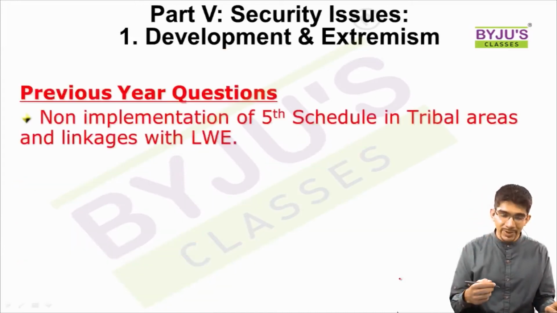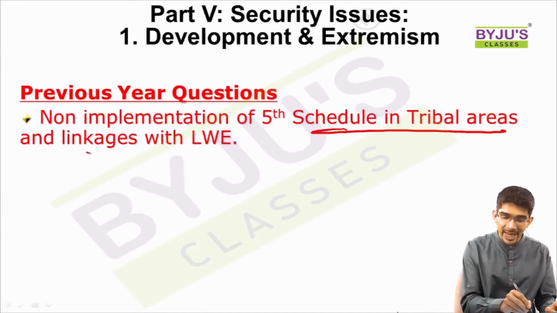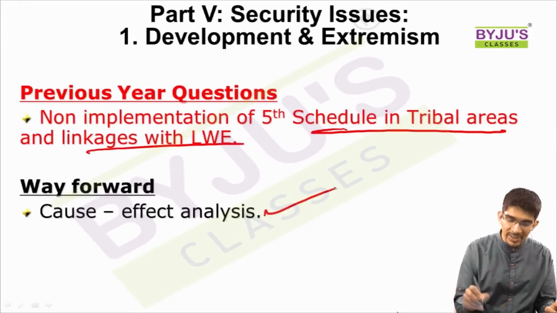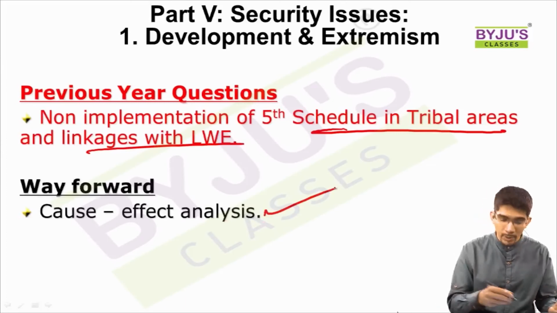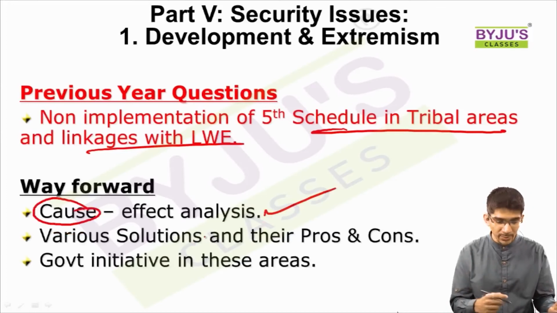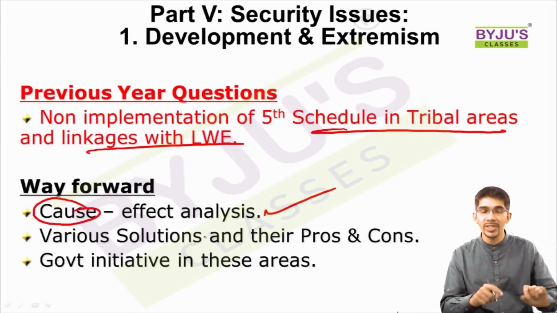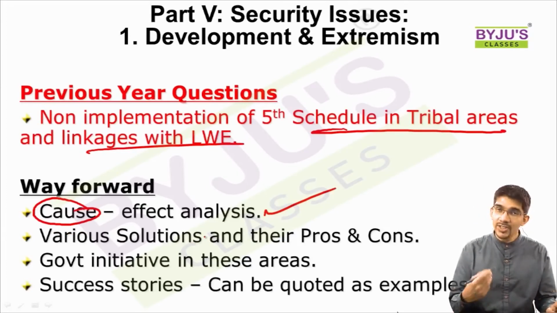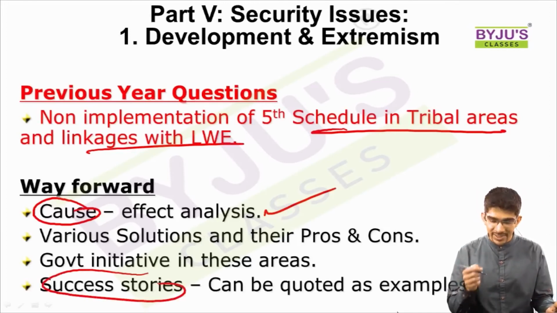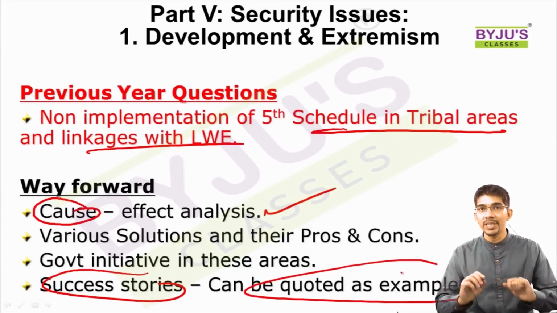So let's look at some of the previous year questions. As we can clearly see, the tribal area has been an important question. Way forward, we have to look at cause and effect analysis, how to solve these problems. It always has to start from the cause and the effects of actions, various solutions, pros and cons, and government initiatives. You have to look at these four things. Success stories can also be used. The yearbook and some magazine articles, etc. will give you good success stories. Here, a human element might bring in good marks.